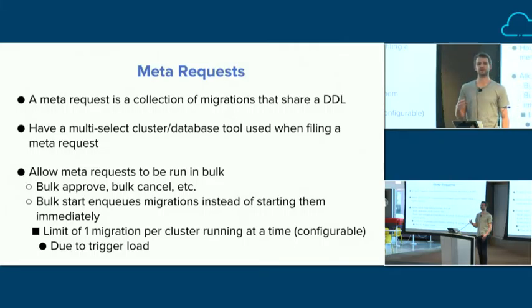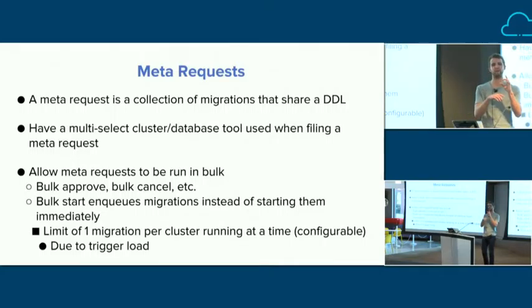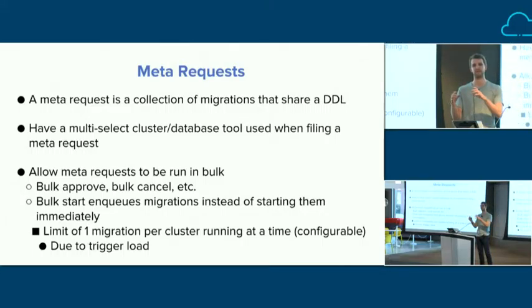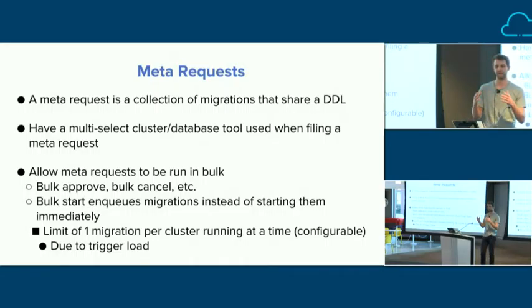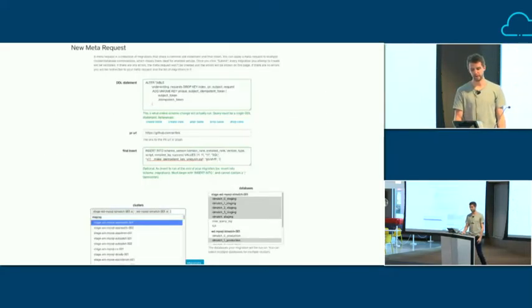A meta request is just a collection of migration requests that all share a single DDL. In the creation process, you put in a DDL statement, and then we allow you to multi-select clusters and databases. Then once they're submitted, we also allow you to run them in bulk. That really alleviates the problem of sharding. I'll show some screenshots of that.